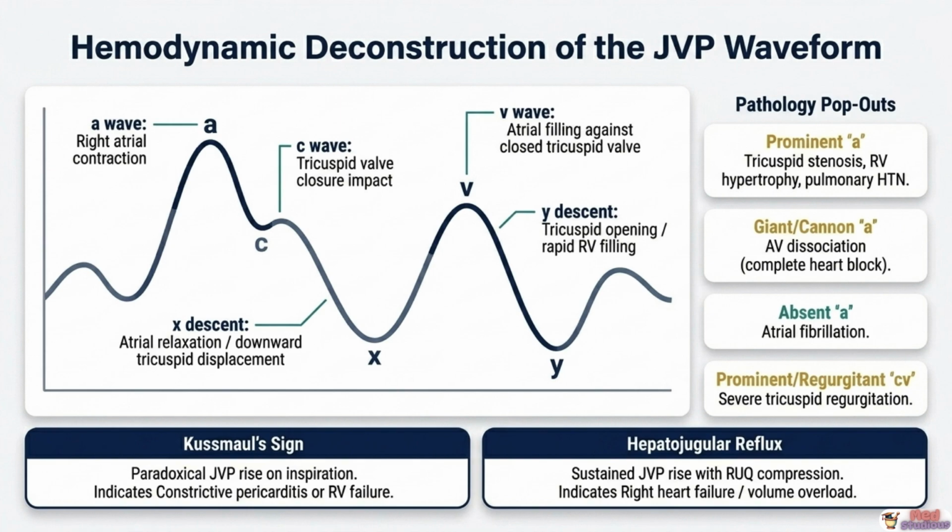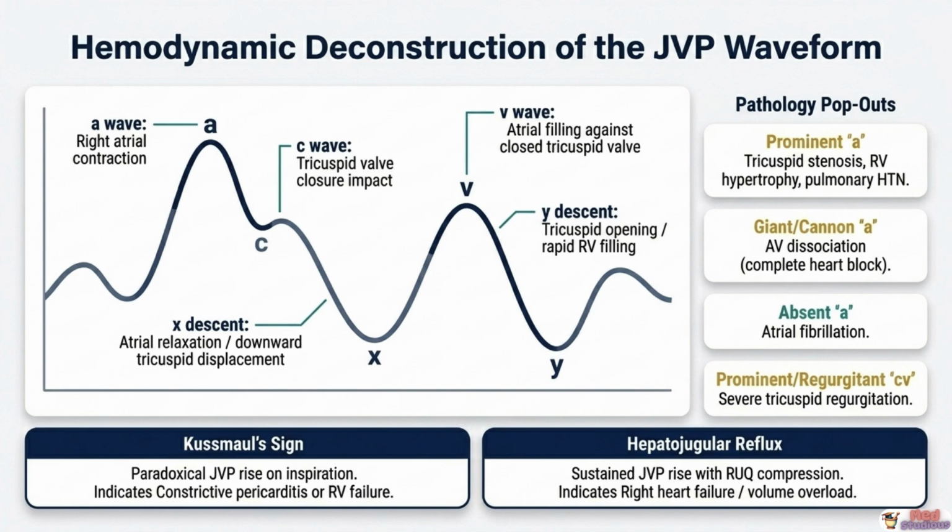Now, the pathology pop-outs. A prominent A wave suggests tricuspid stenosis, right ventricular hypertrophy, or pulmonary hypertension. A giant or cannon A wave indicates atrioventricular dissociation, the hallmark of complete heart block. An absent A wave means there's no coordinated atrial contraction at all, the signature of atrial fibrillation. And a prominent regurgitant CV wave points directly to severe tricuspid regurgitation.